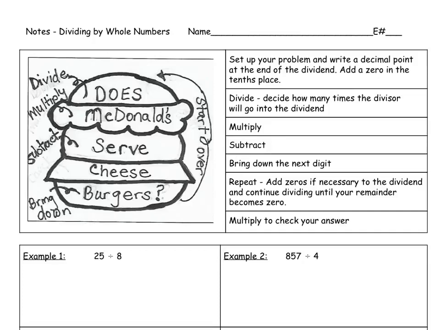Dividing by whole numbers. The first thing you want to do when you're dividing by whole numbers is set up your problem and write a decimal point at the end of the dividend. Remember, the dividend is your first number, and your second number is your divisor. The dividend goes into your division box, and the divisor goes outside your division box. You want to add a 0 in the tens place.